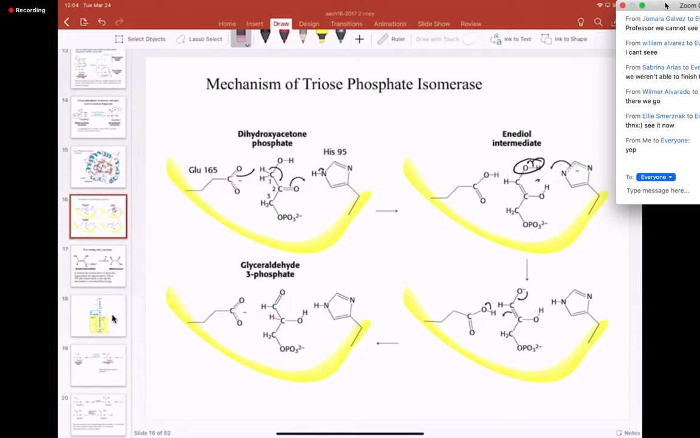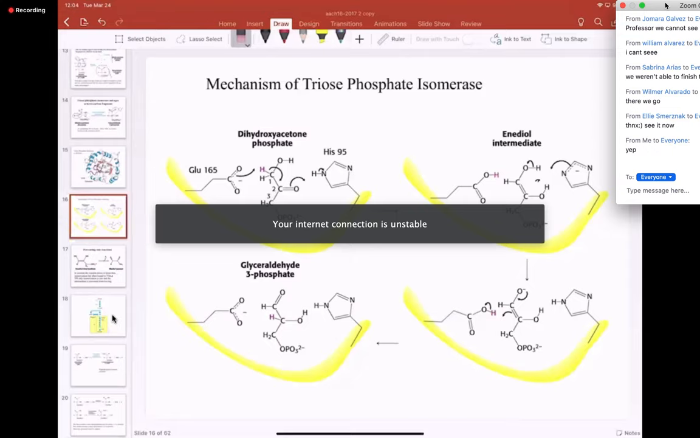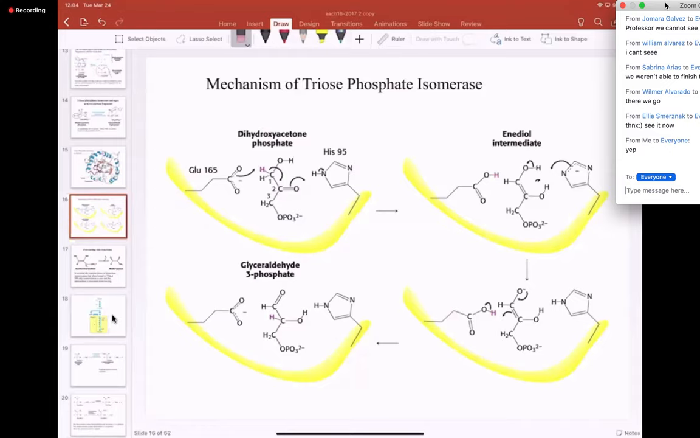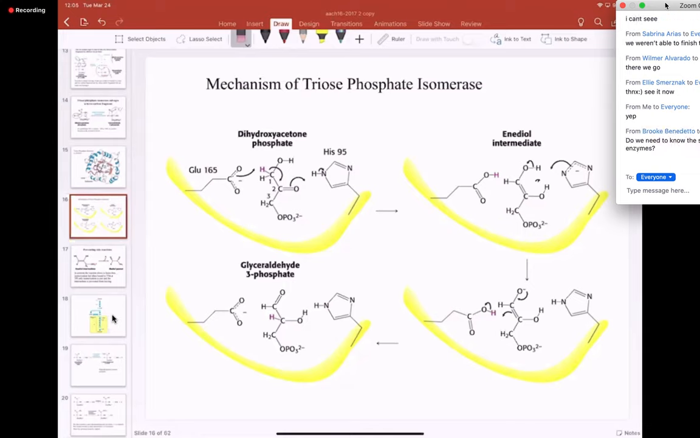This enediol then transfers a proton over to a histidine. This histidine then, in effect, makes the anion. This anion then reorganizes to generate the corresponding aldehyde, and this is glyceraldehyde 3-phosphate. The one thing I want to point out here is that enzymes catalyze the reaction in both directions. So the mechanism in the forward direction is going to be the same as the mechanism in the backward direction. The states are going to be reversed, however. And so, therefore, this is what's going to happen.